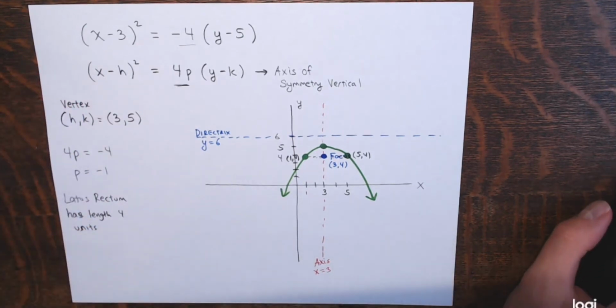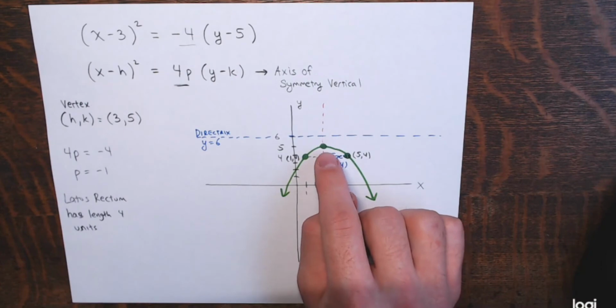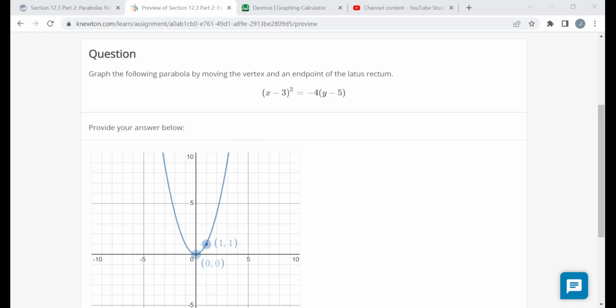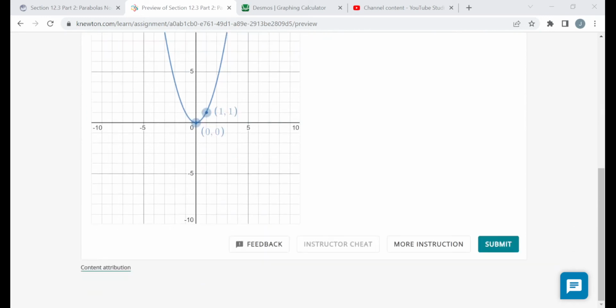So this is what I'm doing. I'm going to move the vertex to 3, 5, and the other point to either 1, 4 or 5, 4. They asked us to move it to one of the ends of the lattice rectum. So the vertex from 0, 0 to 3, 5. Nice and labeled. And then this point, I'm going to put this one at 5, 4. There we go. And that's at one of the ends of the lattice rectum. And here's our parabola.